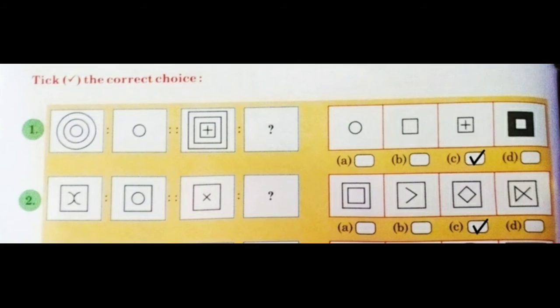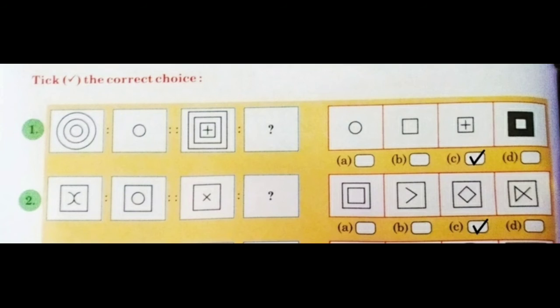That means which option will be right? Option C will be right. Similarly, in question number 2, let's see the starting two figures. In the first figure you can see two semicircles, and when we join them it will be a circle. That means the first and second part.